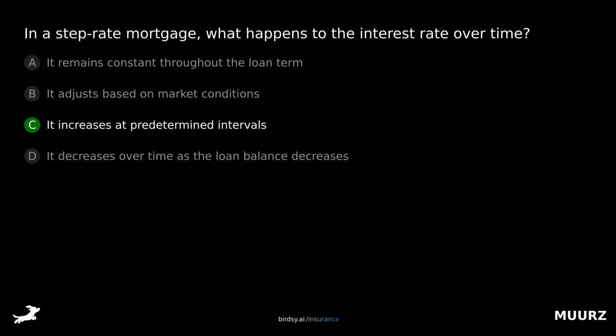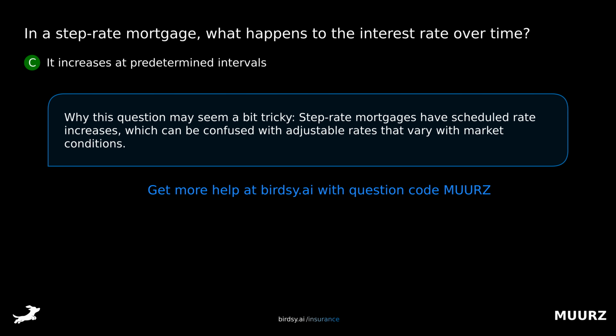The answer is C. It increases at predetermined intervals. Why this question may seem a bit tricky: step-rate mortgages have scheduled rate increases, which can be confused with adjustable rates that vary with market conditions.